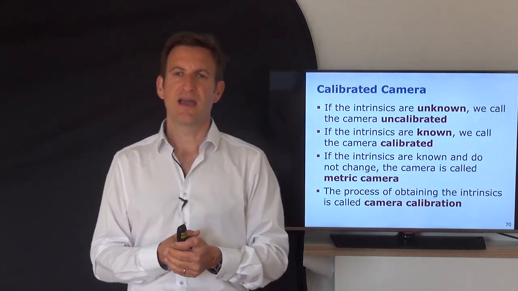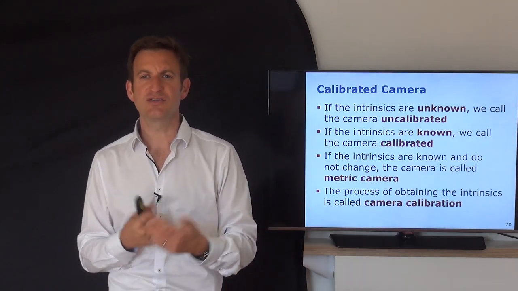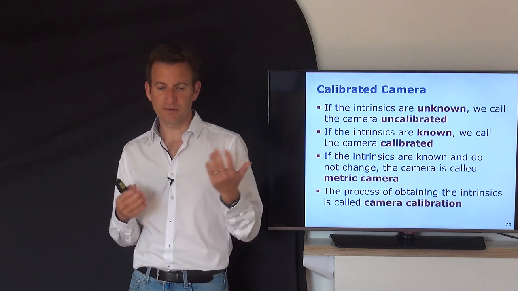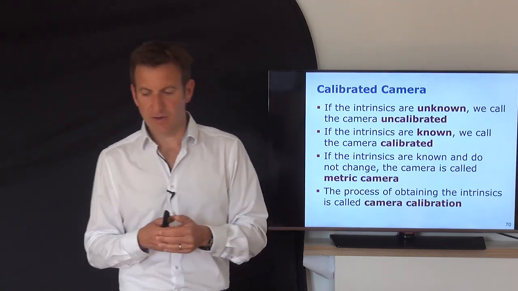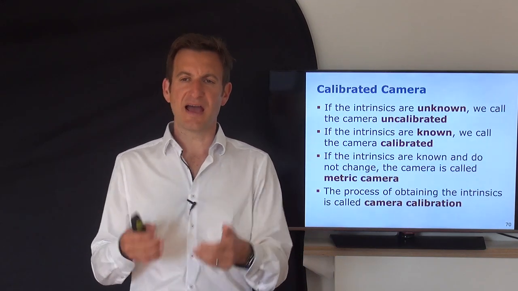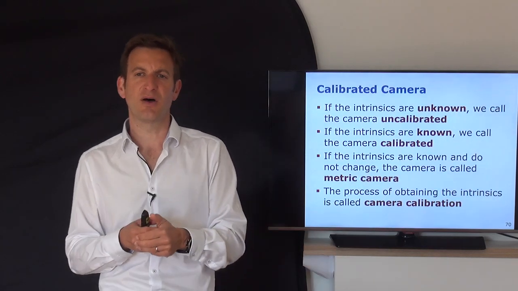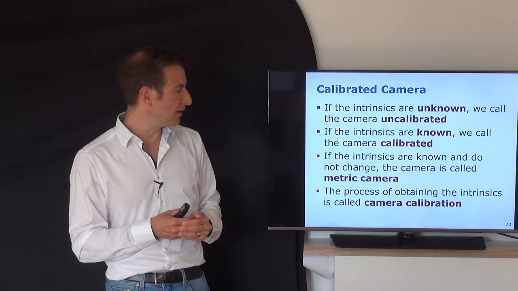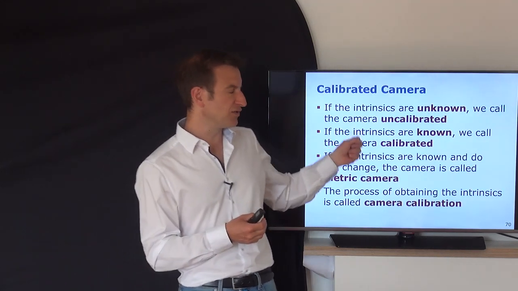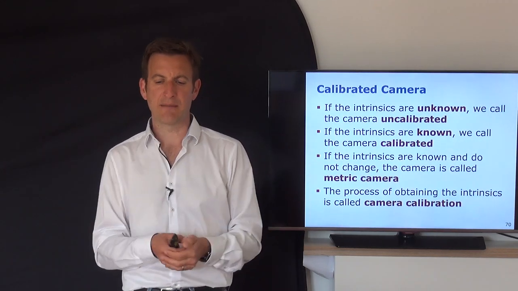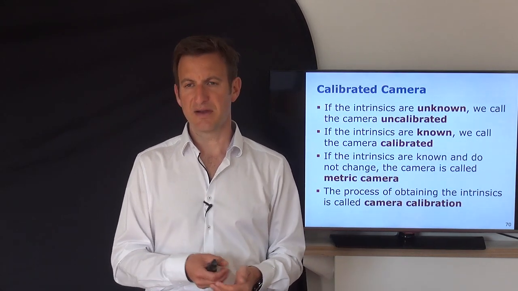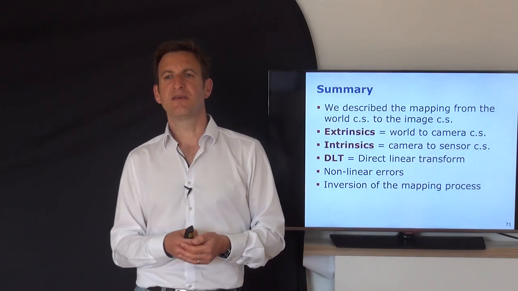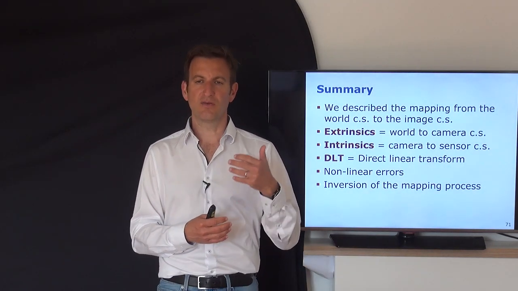Sometimes people use the term metric camera. This is basically a camera where the intrinsics don't change, so a camera that you want to use for measurement. Typically there are certain properties of that camera, so they are explicitly designed so that the intrinsics change as little as possible, but it's a term that is not that frequently used anymore today. And the process of estimating those intrinsic parameters is what we call camera calibration, and also something that we will actually look into.